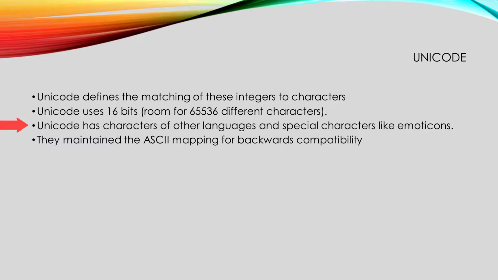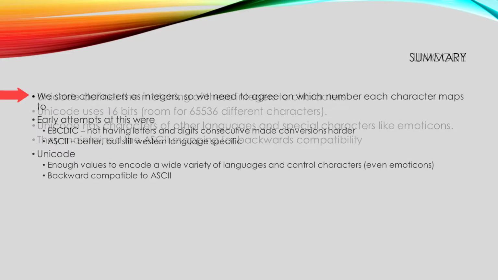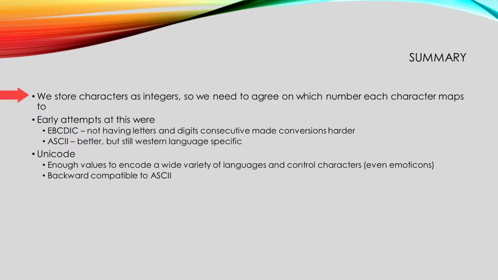So, when we store characters, we store them as numbers, so we need to have a mapping between characters and integers. EBCDIC and ASCII were early attempts at this, but each has its weaknesses. They were replaced by Unicode, which has space to support a wide variety of languages and control characters. And when they designed Unicode, they incorporated the mappings that had already been agreed to in ASCII for backwards compatibility.